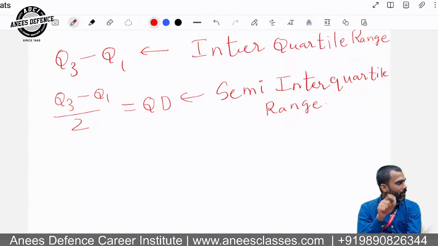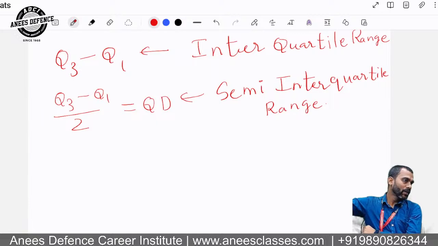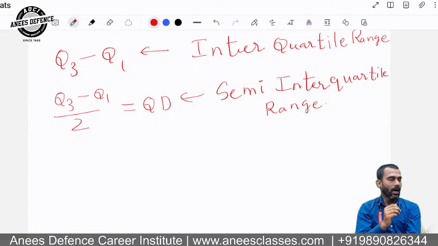So what would be the meaning of decile? Decile means 10 equal parts. Suppose 100 observations are there. D1 would be 10, D2 would be 20, D3 would be 30, and D10 would be 100. Are you getting it? So decile means we have to divide into 10 parts. What is the meaning of hexile? We need to divide the whole observation into 6 equal parts. I hope it is clear.